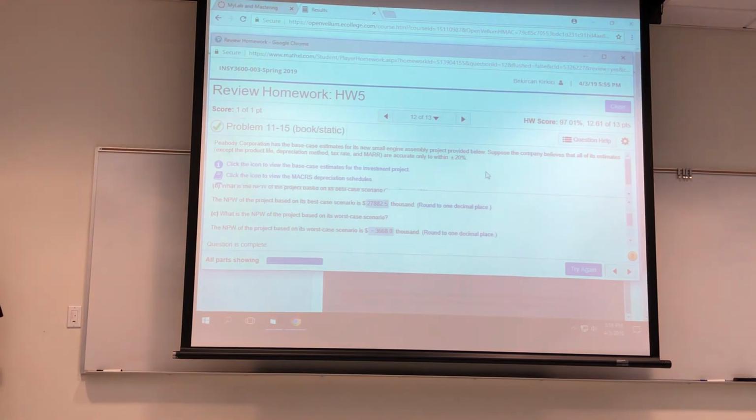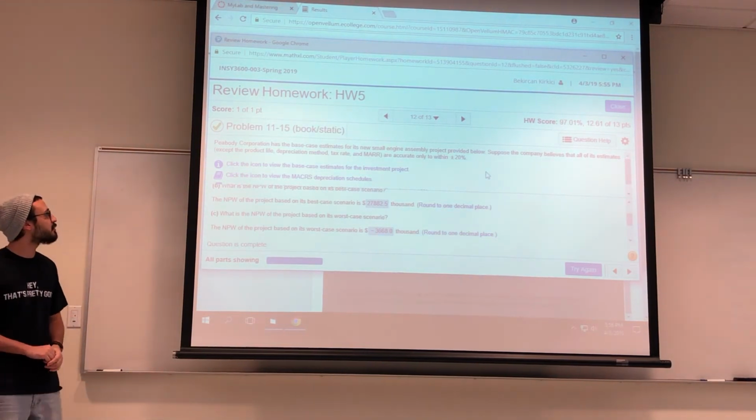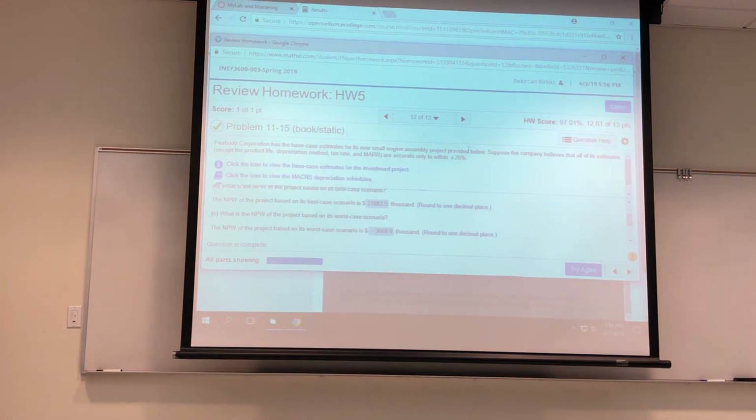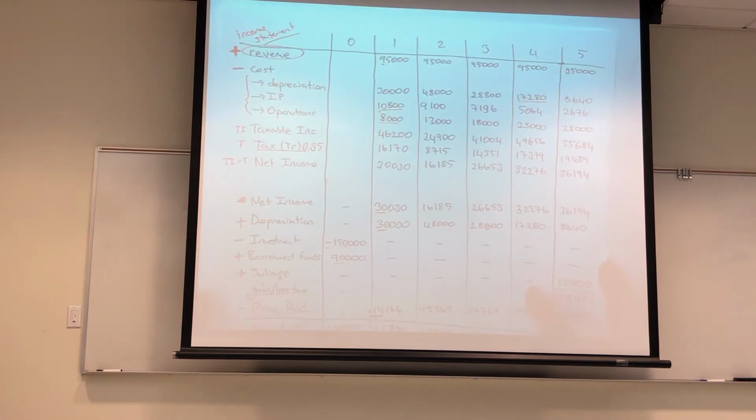Okay, while Excel is opening on this computer, we're going to do a small sensitivity analysis. It says here, let's assume this project is what we just did. Suppose the company believes that all of its estimates, except product life, depreciation, tax rate, and MARR, are accurate only within 20%. So everything we found is an interval now, right?